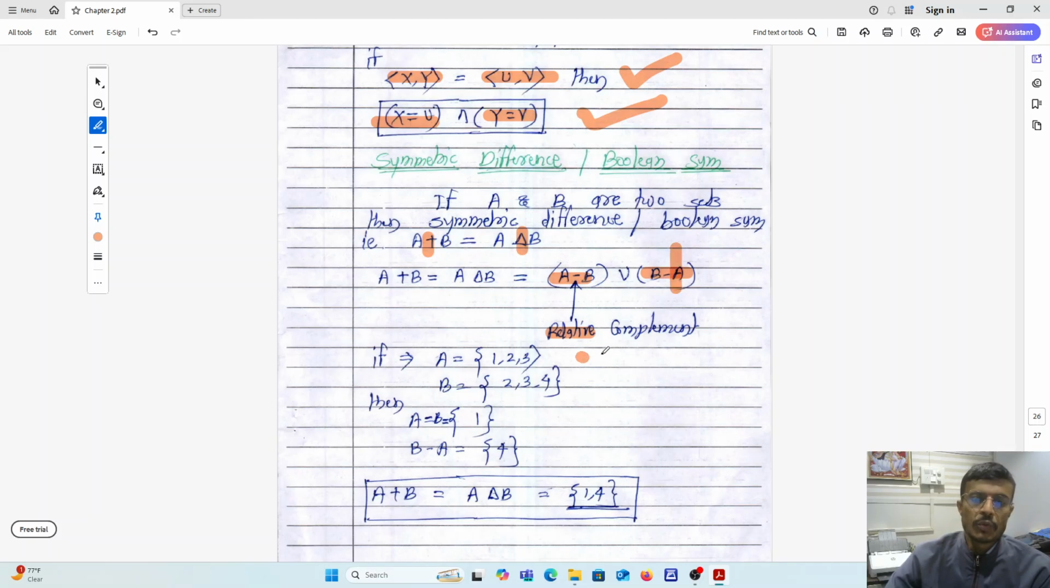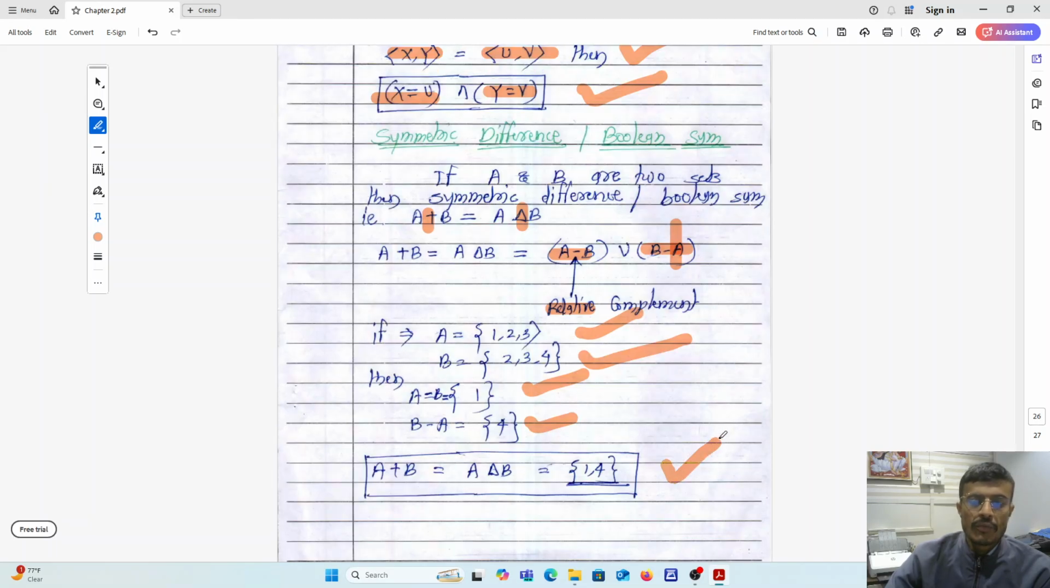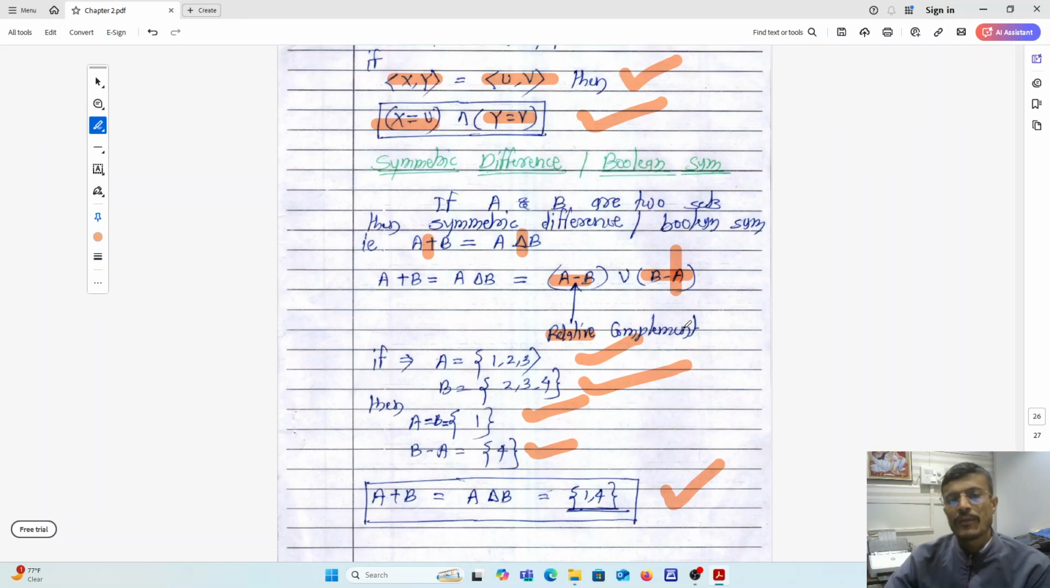So if A is equal to {1, 2, 3} and B is equal to {2, 3, 4}, then A minus B is equal to {1}, B minus A is equal to {4}, and finally A plus B is equal to A triangle B is equal to {1, 4}. So that's all for the symmetric difference or Boolean sum.